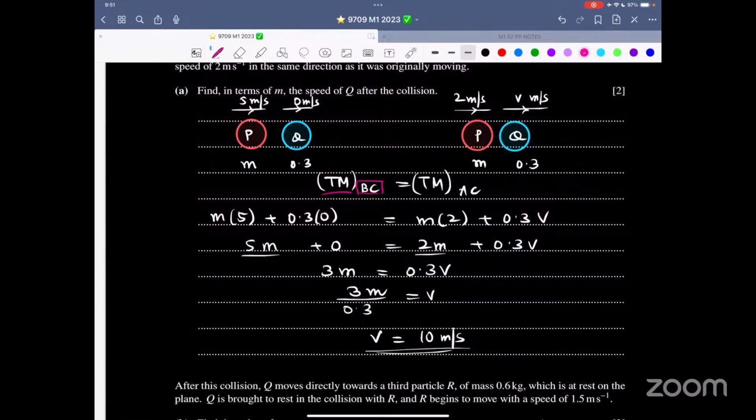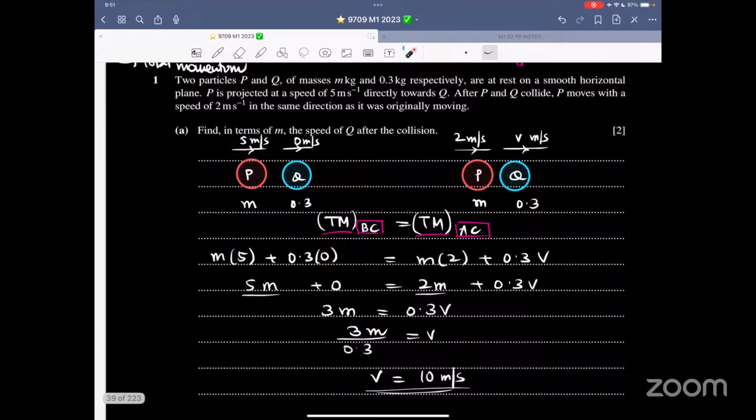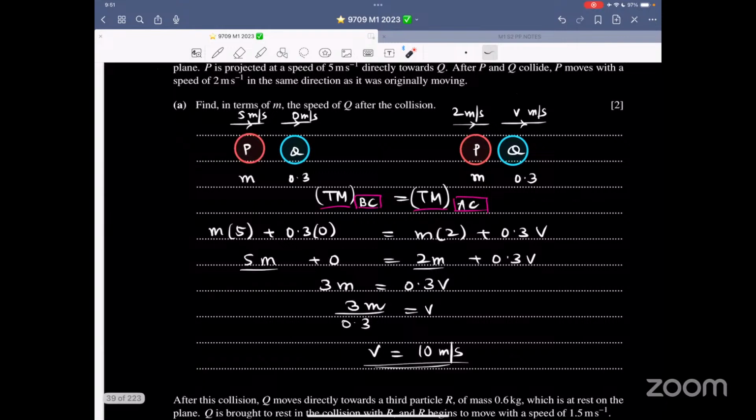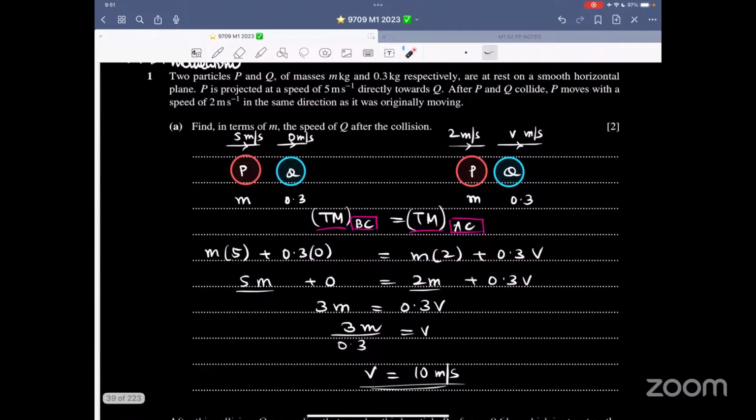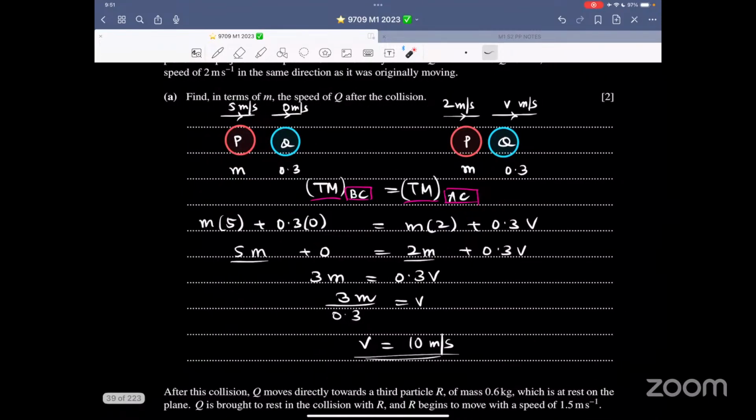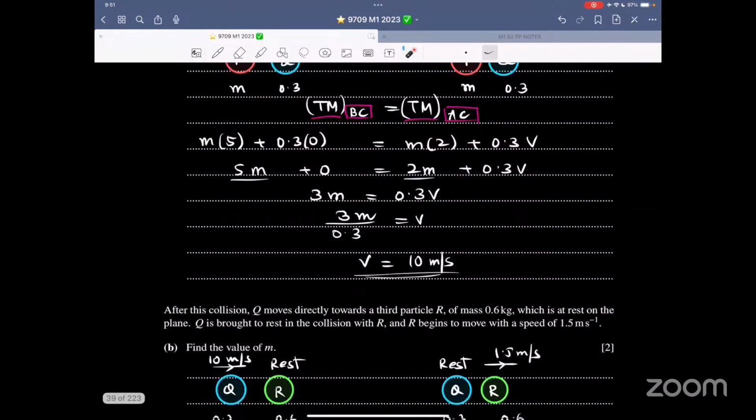Total momentum before collision is equal to total momentum after collision. The formula is very simple: mass into speed plus mass into speed. So V comes out to be 10 meters per second. It is saying find in terms of m the speed of Q after the collision. So this is m into 2, this is 5m, and I missed out the m over here. Let me correct myself. It is 10, but this is 10m meters per second. So I've done the correction.